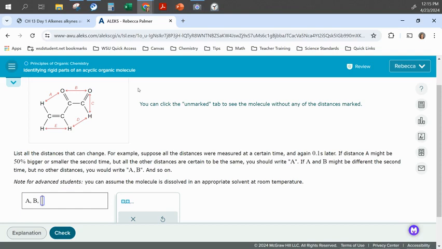D is across from two single bonds. So this one can rotate H and H, and this one can rotate H and H. So D can also change. A, B, and D.